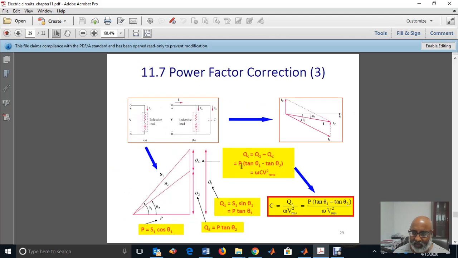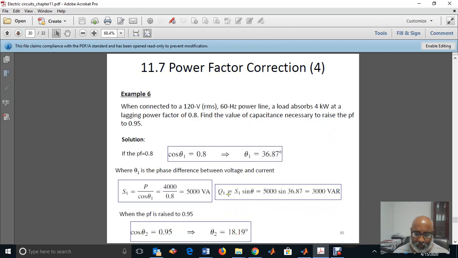So we have to use this formula. We need to calculate P tan theta 1 and P tan theta 2. That means tan theta 1, tan theta 2, and voltage is given, and we just use the formula. Okay, power factor, the original 0.8 means cos theta 1 is 0.8, theta 1 is 36.87 degrees, the inverse cosine of 0.8.